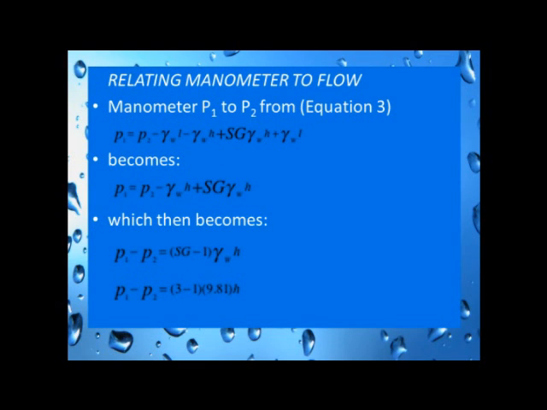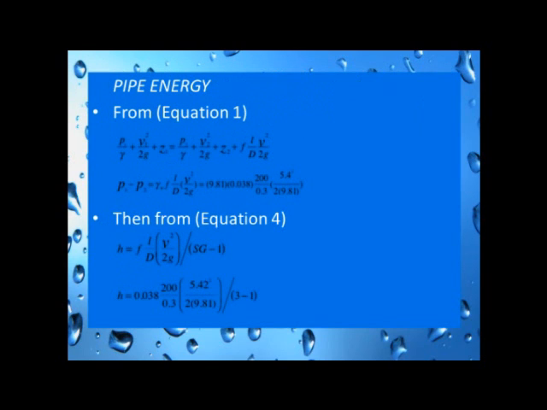Next, we will relate the manometer equation to the flow equation. First, we will use equation 3, the manometer equation, and simplify it to find the change in pressure and set that equal to the specific gravity minus 1 times the unit weight of water times the height. Next, we will use the pipe energy equation and rearrange to also set that equal to the change in pressure. Then, we can set the pipe equation and the manometer equation expressions equal to each other and solve for the manometer deflection, H.